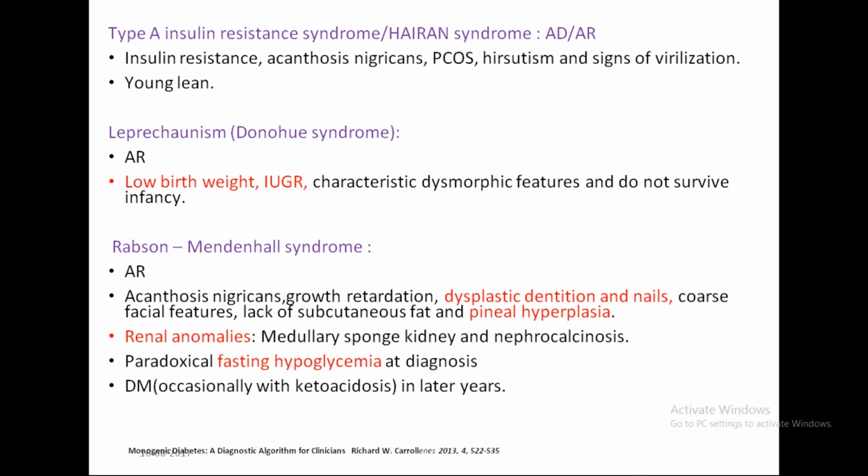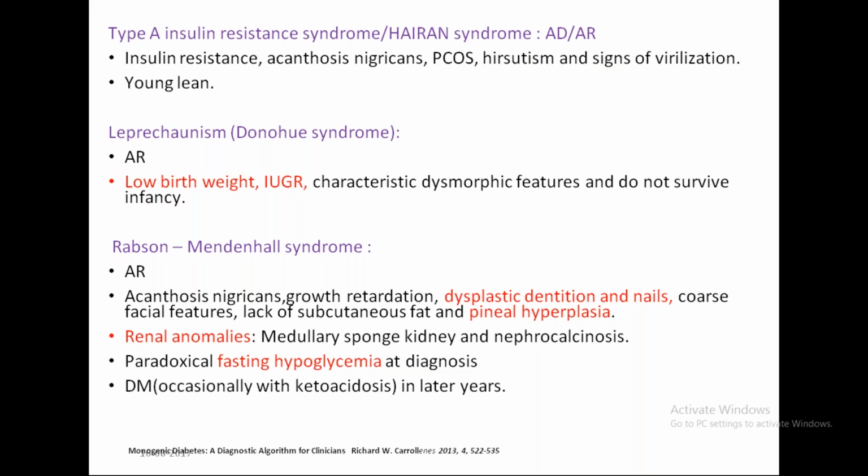Rabson-Mendenhall syndrome is autosomal recessive. Acanthosis nigricans and growth retardation can occur, and dysplastic dentition, nails, coarse facial features, lack of subcutaneous fat and pineal hyperplasia can occur. Renal abnormalities like medullary sponge disease and nephrocalcinosis can occur. Paradoxical fasting hypoglycemia is seen, and diabetes mellitus in later ages of life can be there.